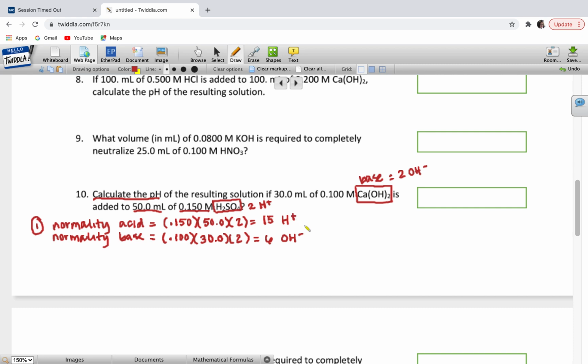Okay, so look at our numbers. Do we have an equal amount of each? No. We've got a lot more H plus in this solution than we do hydroxide. And if I have more acid, if I have more hydrogen, then this is going to be an acidic solution. Before I do anything else, I can already tell that my pH is going to be less than 7. This is not neutral. I have a lot more acid, so my solution should have an acidic pH.